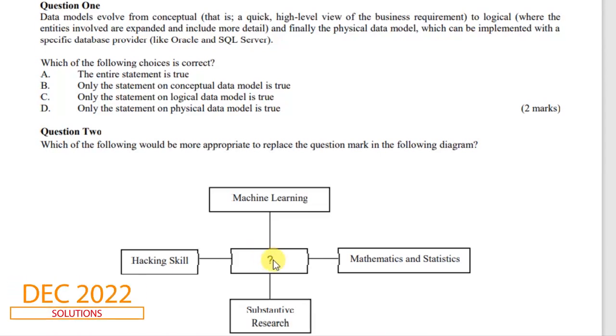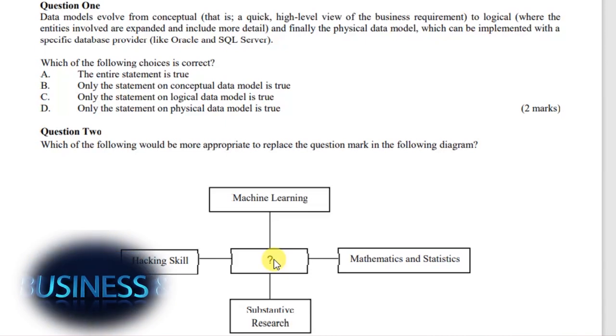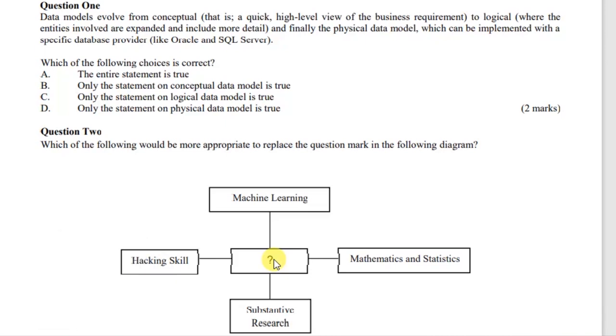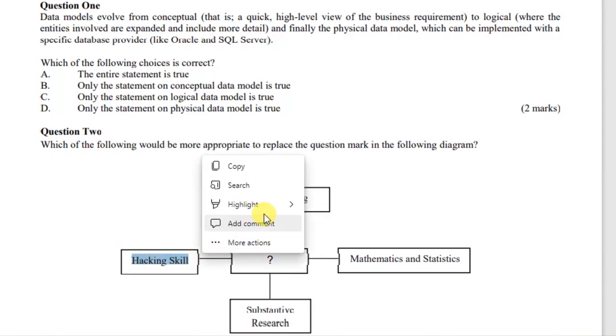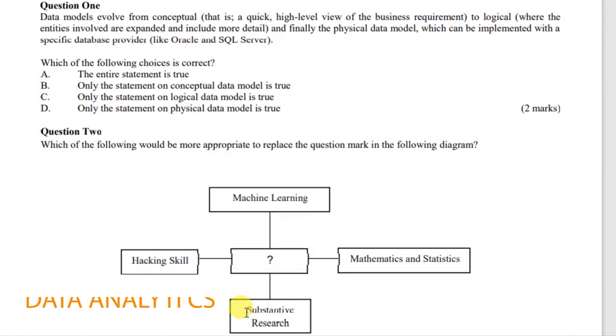It would seem that the one that appears at the center is a broader or larger discipline to the ones at the periphery. So therefore, machine learning, mathematics and statistics, substantive research, and hacking are depicted in the diagram as sub-disciplines of the broader discipline at the center, which is symbolized by the question mark. So now, what is this broader discipline? What is this discipline that requires one to possess hacking skill, machine learning skills, substantive knowledge, and mathematics and statistics ability?